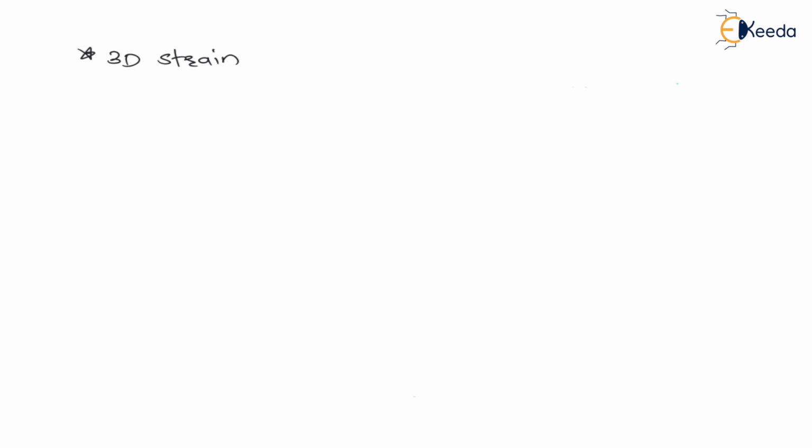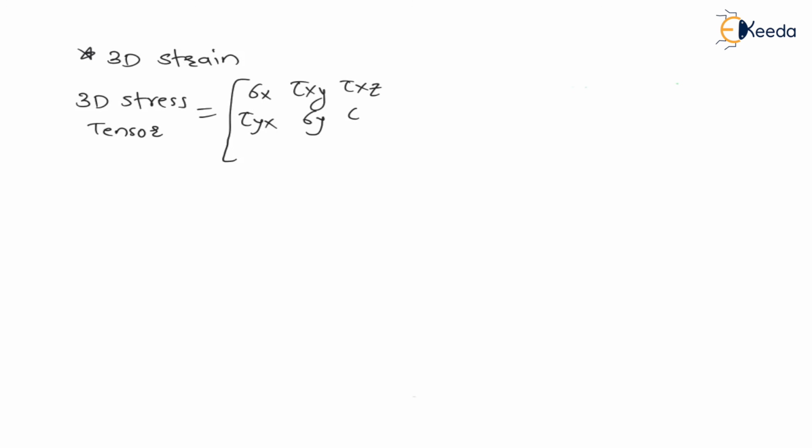similar to the 3D stress tensor. See what was the 3D stress tensor? The 3D stress tensor is equal to sigma x, tau xy, tau xz, then tau yx, sigma y, and tau yz, then tau zx, tau zy, and sigma z. This is how we write the 3D stress tensor.